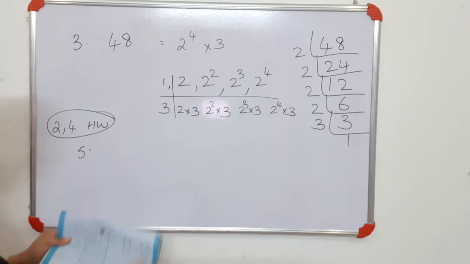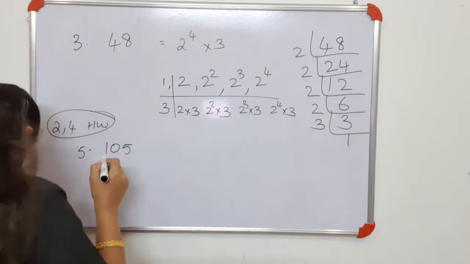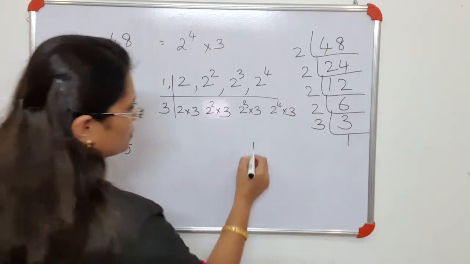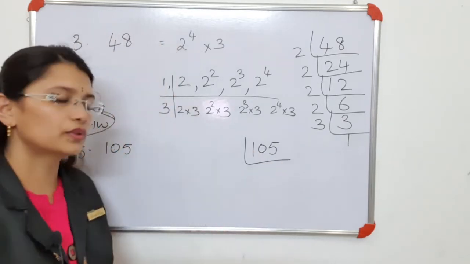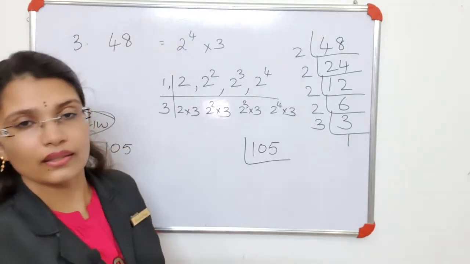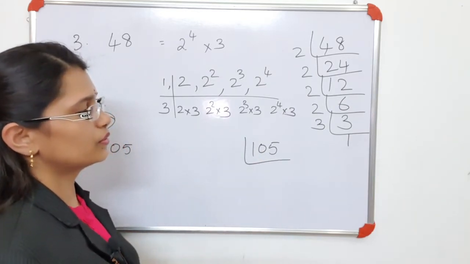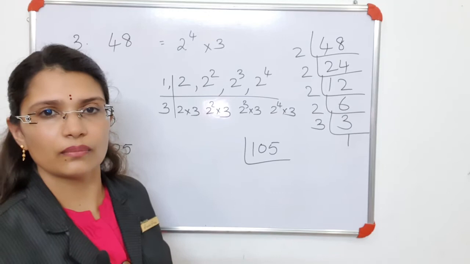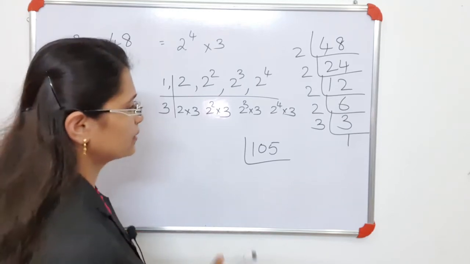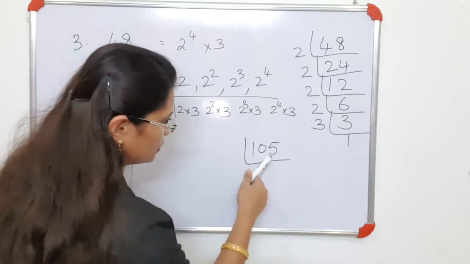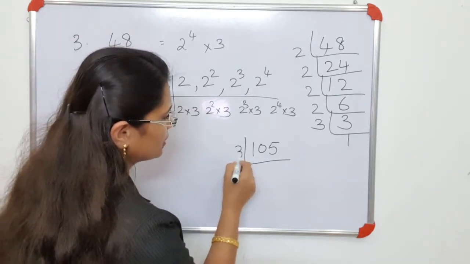Then fifth question. Fifth question is 105. So 105. So which is the smallest prime number? 2. 2 is divisible? No, because the last digit is 5. 2 is an even number. So all the multiples of 2 end in an even number, right? So 2 is not divisible. Next prime number is 3. So we can take 3.